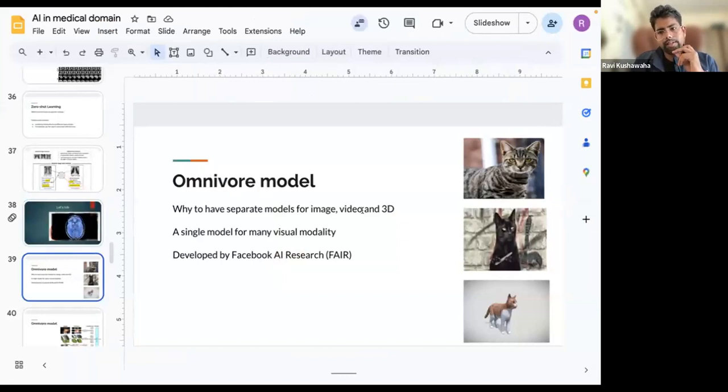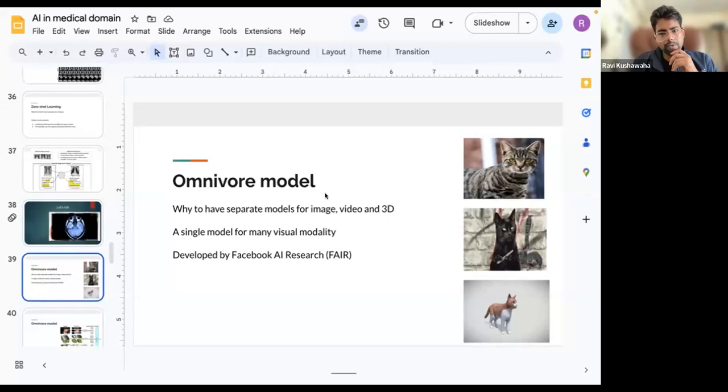So till now we have a separate model for images, a separate model for videos. Like here you can see the first is a cat image, the second is a cat video, and the third is a 3D representation of a cat. So the machine learning models were different in all these modalities. So what we want to do is ask why have separate models for image, video, and 3D.